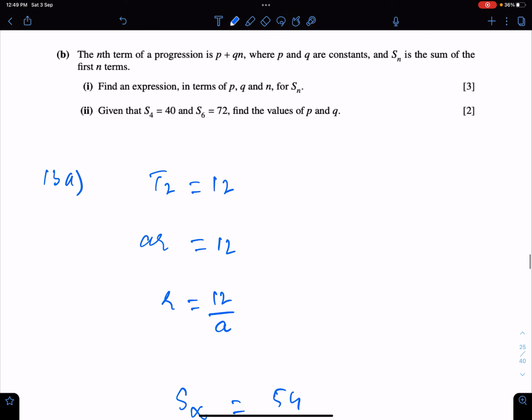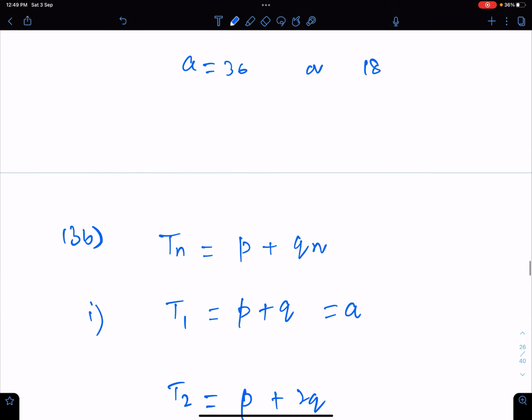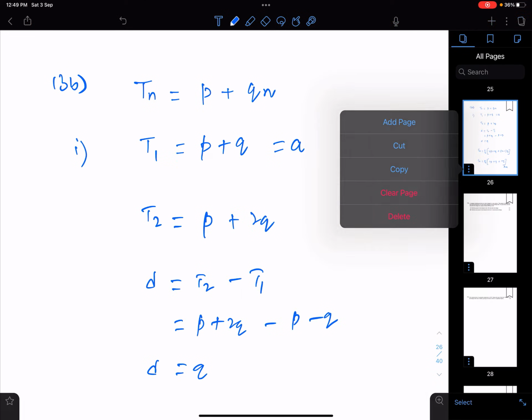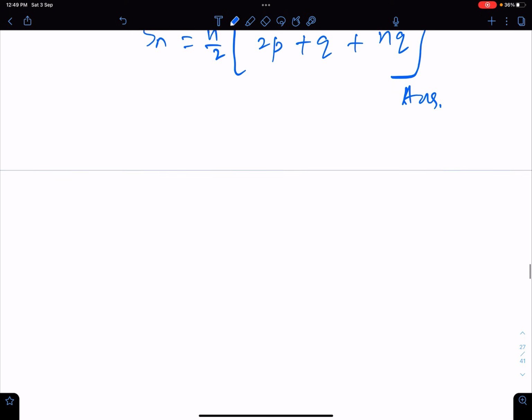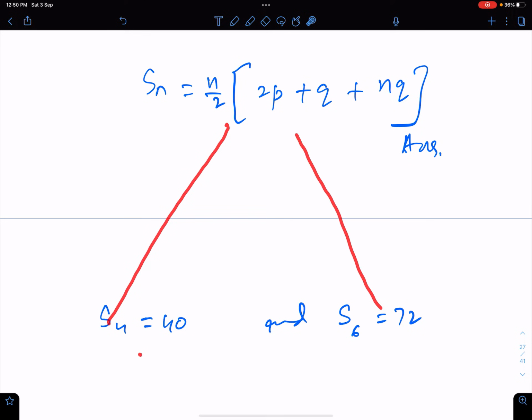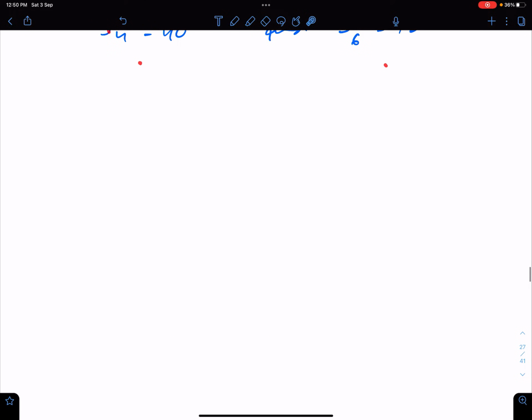Now, given that S4 is this, S6 is this, find the values of P and Q. We just need to make simultaneous equations with the help of this formula. So S4 is 40, I guess. Yes. And S6 is 72. I'm leaving this part for you. Just substitute this here and get equation 1, substitute this here, get equation 2 and solve them simultaneously.